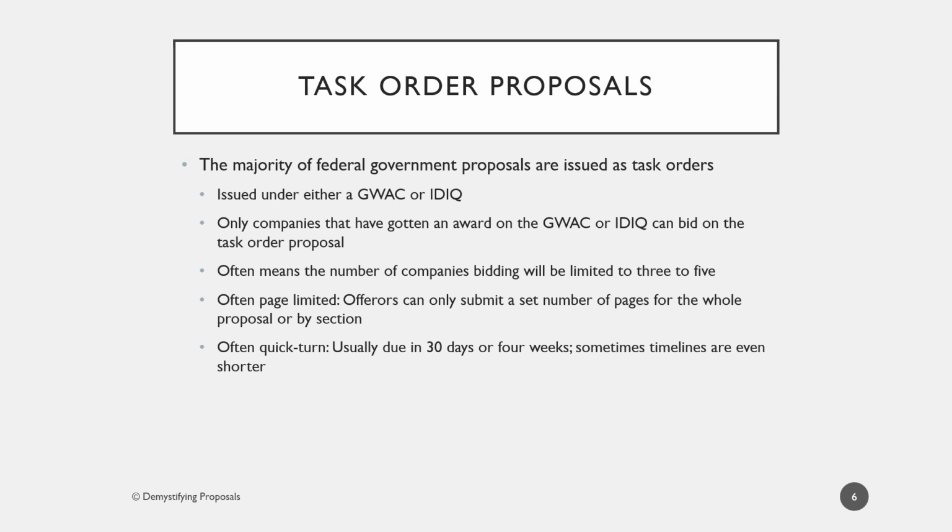Task order proposals are also often very page limited. Offerors can submit only a set number of pages for the whole proposal or for each section of the proposal. Task order proposals are often also a quick turnaround. Usually that's about 30 days or 4 weeks, but sometimes the timelines are even shorter.